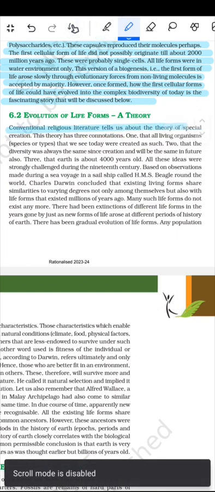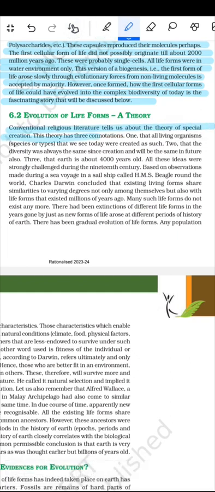Conventional religious literature tells us about the theory of special creation. This theory has three connotations. One, that all living organisms, species, or types that we see today were created as such. Two, that the diversity was always the same since creation and will be the same in the future also. Three, that the earth is about 4,000 years old.